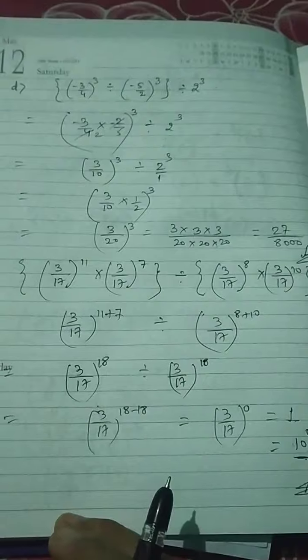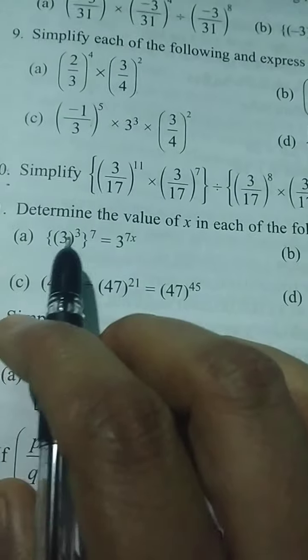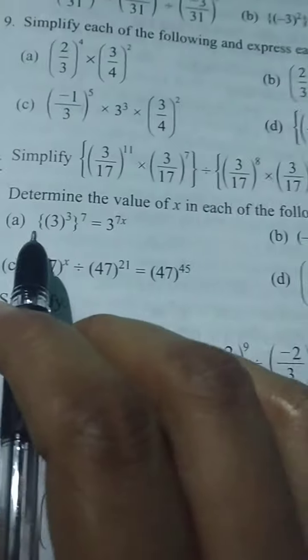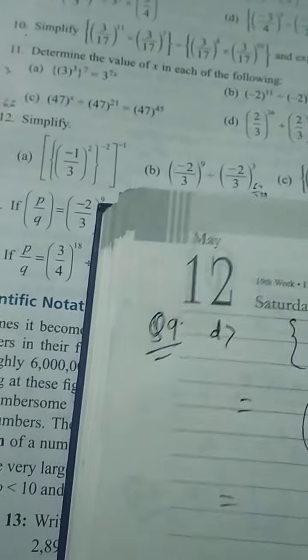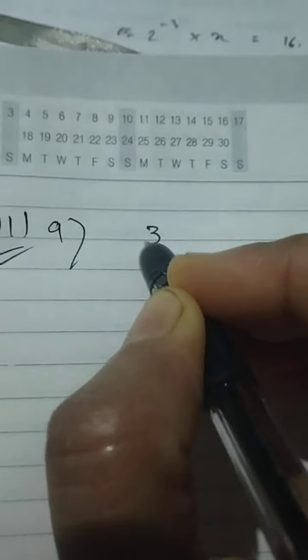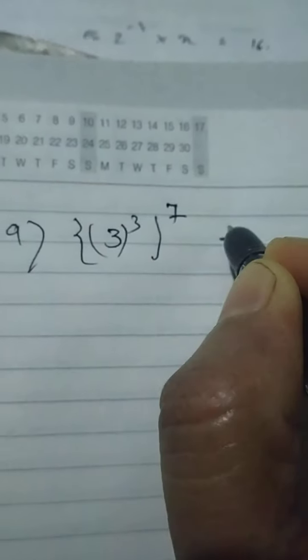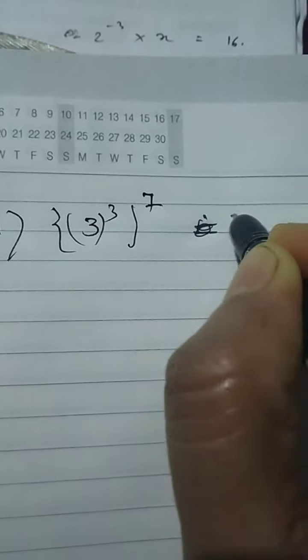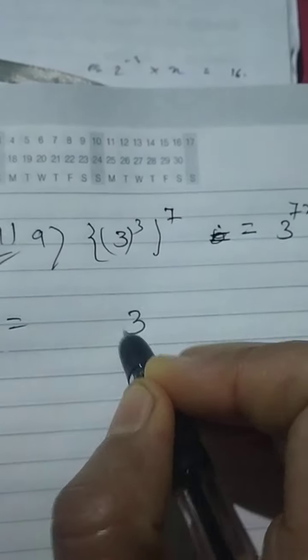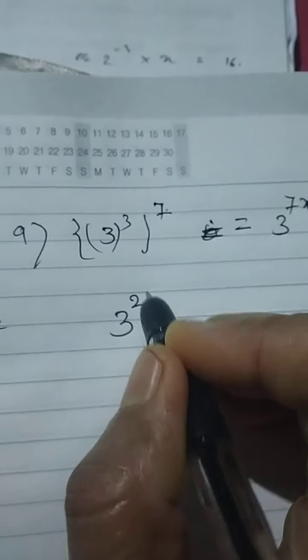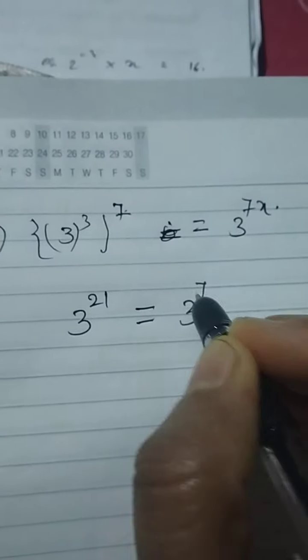Got it? Now question number 11. Determine the value of x in each of the following. Means here you have to find out the value of x. Now see how to find out the value of x. Question number 11, part a. 3 cube, curly bracket 7, is equal to 3 to the power 7x. Now 3 to the power 7 3s are 21 is equal to 3 to the power 7x.